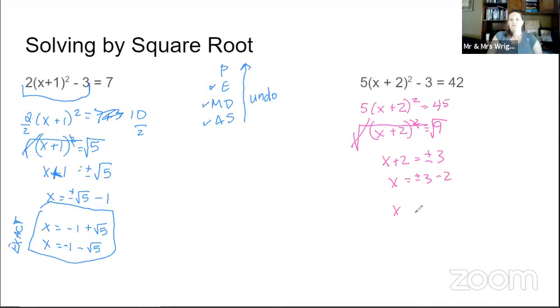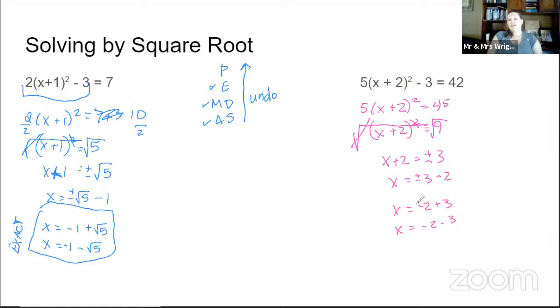Now I want to rewrite this with my -2 first, and then I want to break this up into 2 problems. So I'm going to have -2 plus 3, and I'm going to have -2 minus 3. Oh, and are we done? No. Whereas remember, with the last one we were done because we had the radical. This one, because there's no radical, we can actually do it. So I didn't even need to reorder it. I could have just done 3 minus 2 and -3 minus 2.